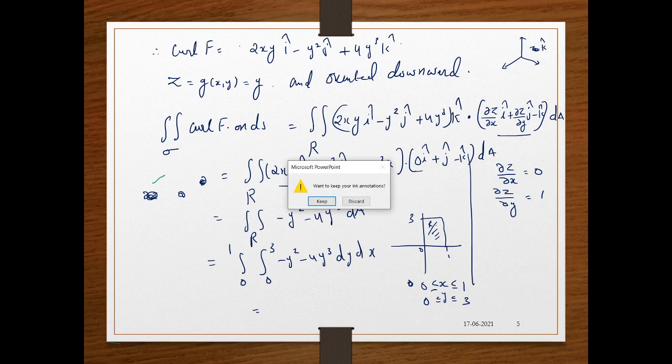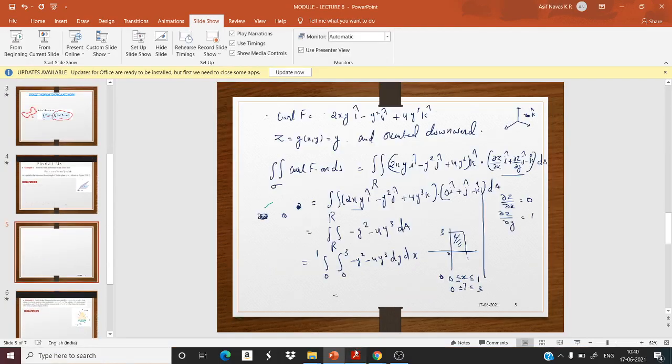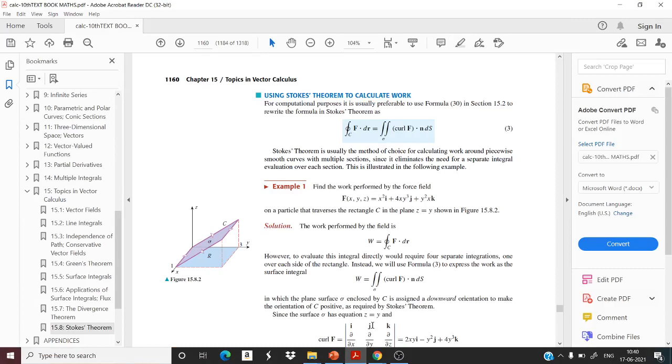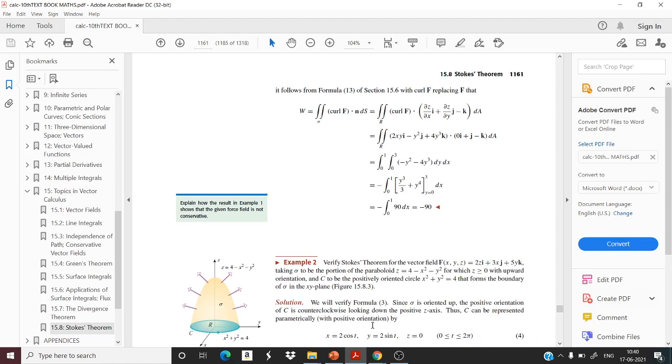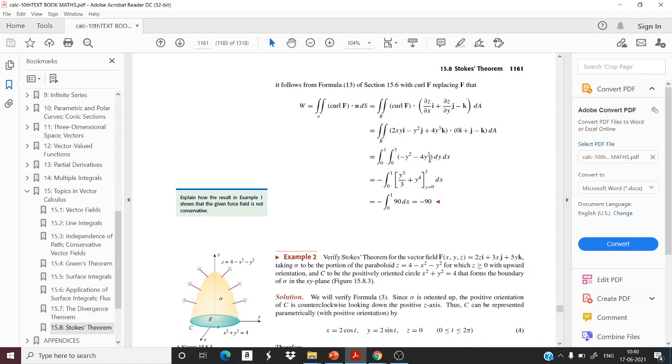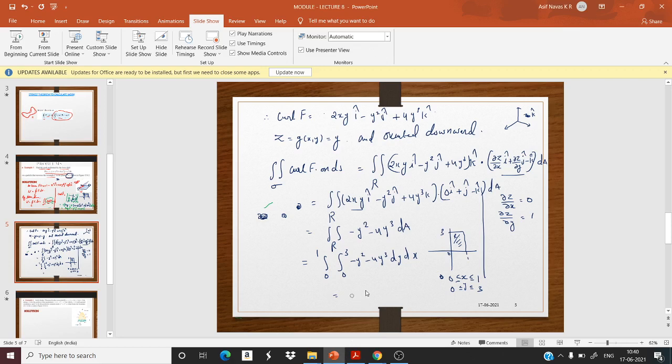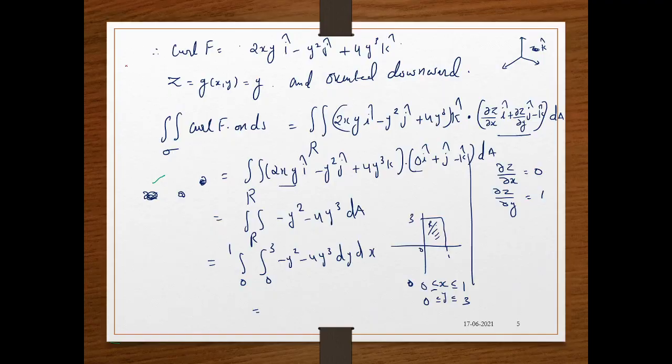You just calculate the answer. I will show you the answer from the discussion so that we can check. So this is solved in the textbook. Okay, so that is correct, right? If you calculate this, you will get the answer minus 90. So the answer is minus 90. In this manner, we will find the work.